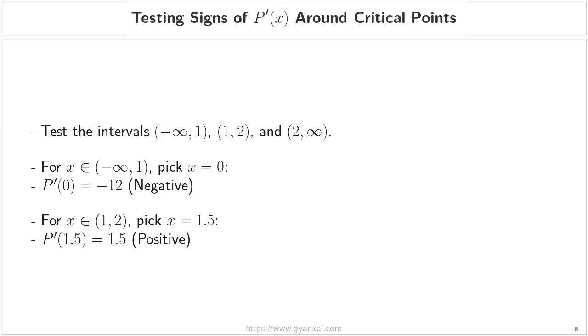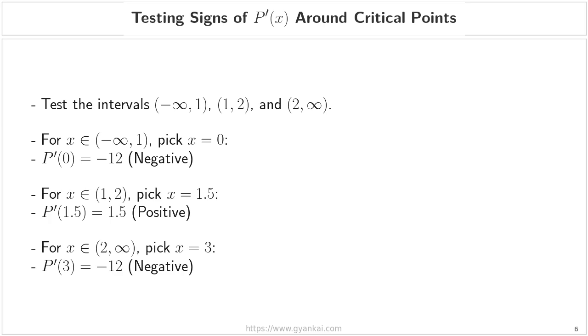Next, we look at the middle interval, which lies between 1 and 2. A convenient test value here would be 1.5. Substituting 1.5 into the derivative, p prime of 1.5, gives us a positive value of 1.5. This positive result tells us that the function is increasing as it moves through this section.